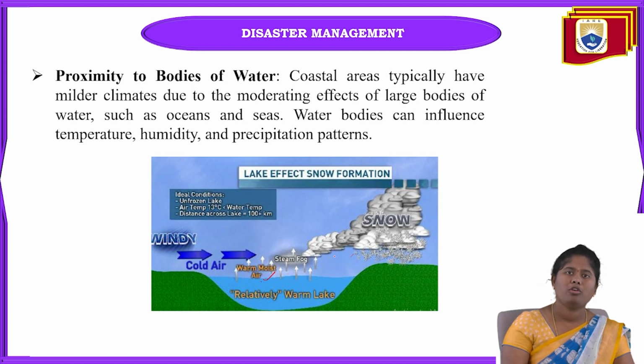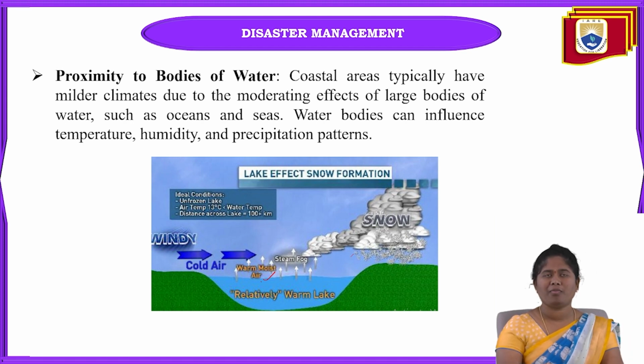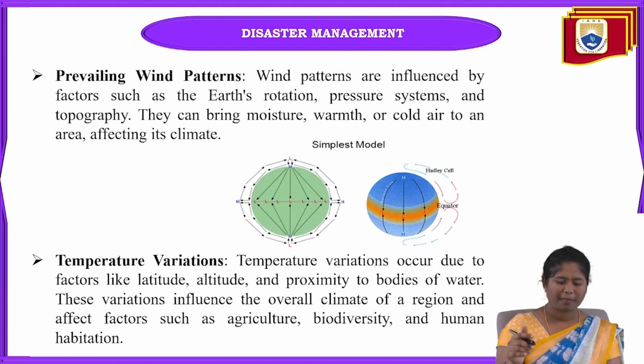From this, humidity will be increasing near those coastal areas, near those water bodies. So that's why near these coastal areas, temperature will be milder, due to this effect of water bodies like oceans, seas, etc. This will directly impact the precipitation, humidity, and also temperature.